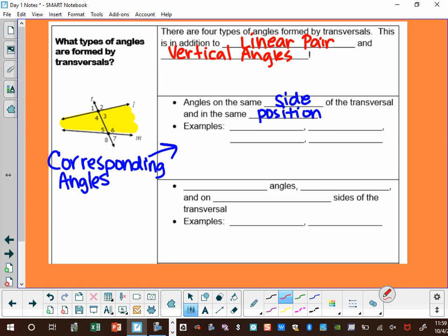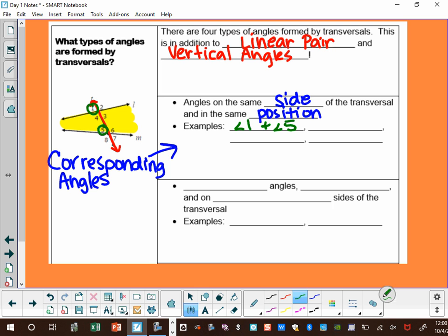So what this means is that corresponding angles are the same angle on the same side of the transversal. My transversal is this line here. That's the transversal. It's cutting the other 2 lines. If I look at number 1, the angle that is in the same side, same position will be angle 5. So we're going to write angle 1 and angle 5. Those 2 angles are corresponding.